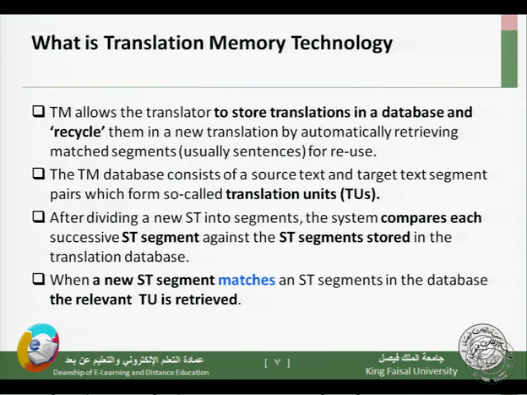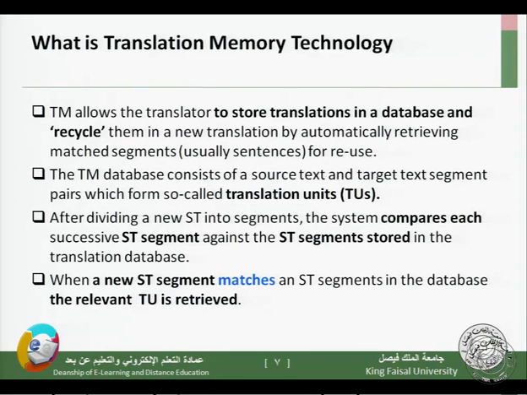Now, the TM database, the second point. Now the database consists of what? Of a source text and target text segments. The data consists of a source text and the target text segment pairs, which form the so-called translation units. So in the database you have a segment from the source and a segment from the target, and they are stored in the database and they are called translation units.